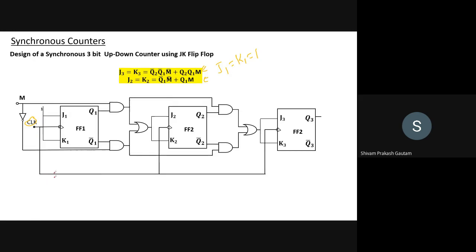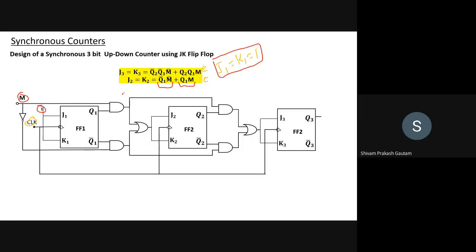And once the clock has been decided, now J1 and K1 is equal to 1, which is given here. You can see J1 and K1 is equal to 1. Now what can be the input to J2 and K2? So we have to look into it. That is Q1 bar, M bar, Q and M. So we have to declare one variable, that is M. You can see I have declared one variable which is M.